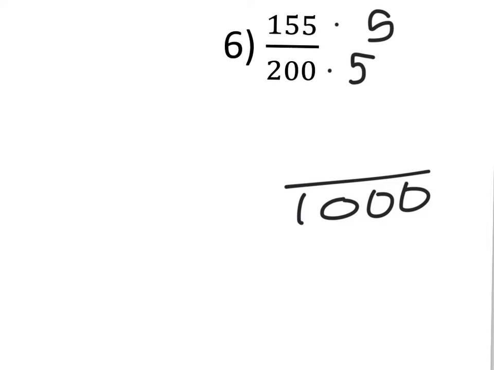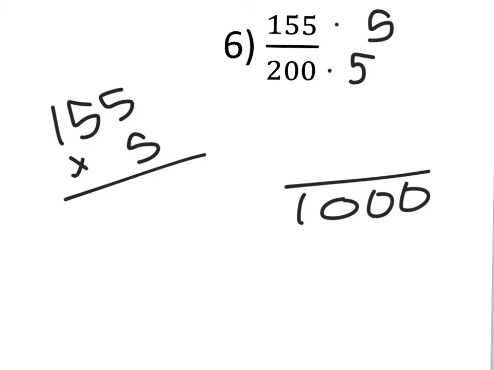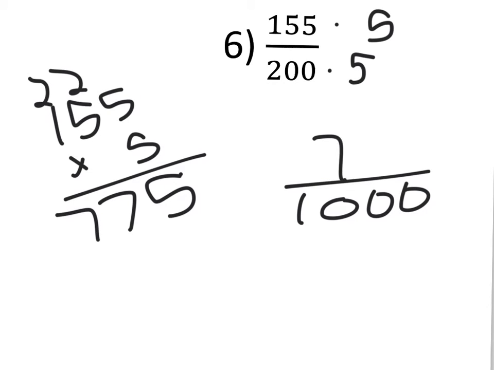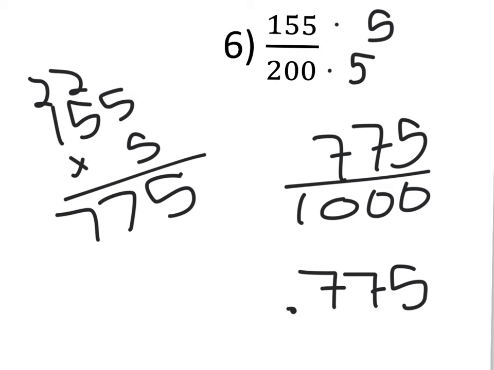155 times 5. And again, I could use my mental math. I could come over to the side and I could do out my work. 5 times 5 is 25. 5 times 5 again, 25 plus a 2 is 27. 5 times 1 is 5 plus 2 is 7. So I end up with 775 1,000ths. And just as I read that, 775 thousandths. I have my tenths, my hundredths, my thousandths place value.